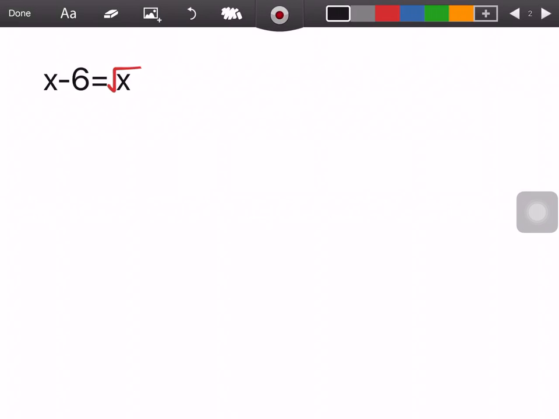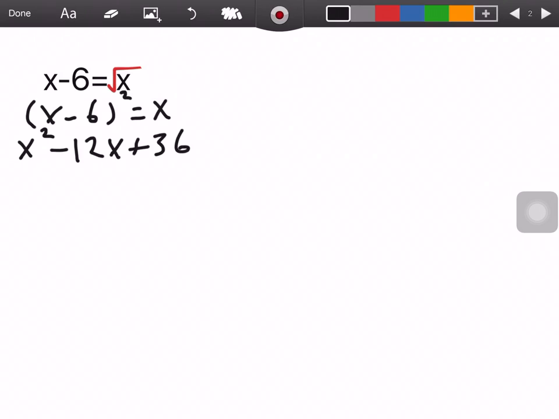Our first question is, x minus 6 is equal to the square root of x. The first thing you should do is square both sides. So it should turn out to be (x minus 6) squared is equal to x. That's the first step. The second step is to expand both sides: x squared minus 12x plus 36 is equal to x. That's your second step.